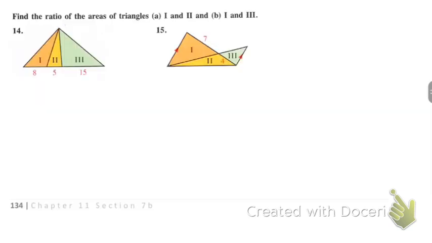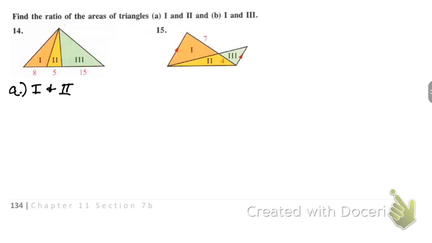All right, let's continue, and let's do these last two problems. We're supposed to find the ratio of the areas of 1 and 2, and then 1 and 3 in both of these. So first of all, we're going to compare area 1 and 2. Are they similar? Probably not. So do they have the same height or the same base? Tori? They do have the same height.